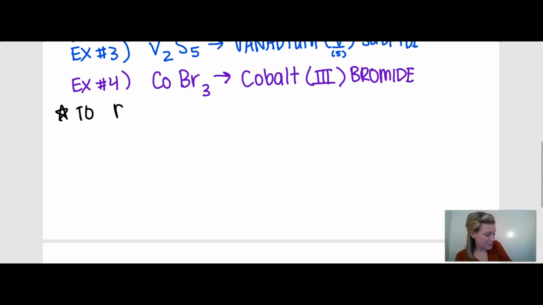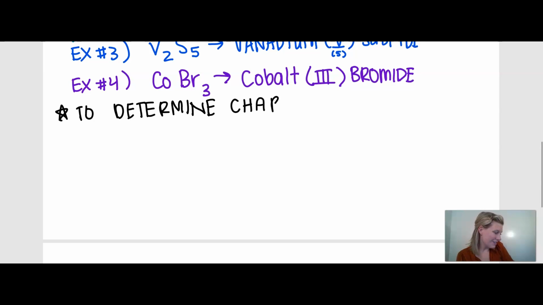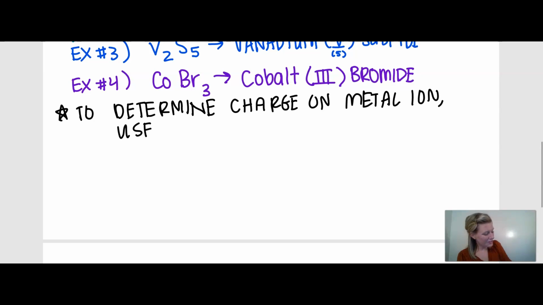So to determine the charge on the metal ion, okay, we're going to use what's called an SOS, get it? Like Save Our Souls Help table. Okay. So let me just walk through really quickly what that is. I'm going to do 2 examples, just laying out how we do them.